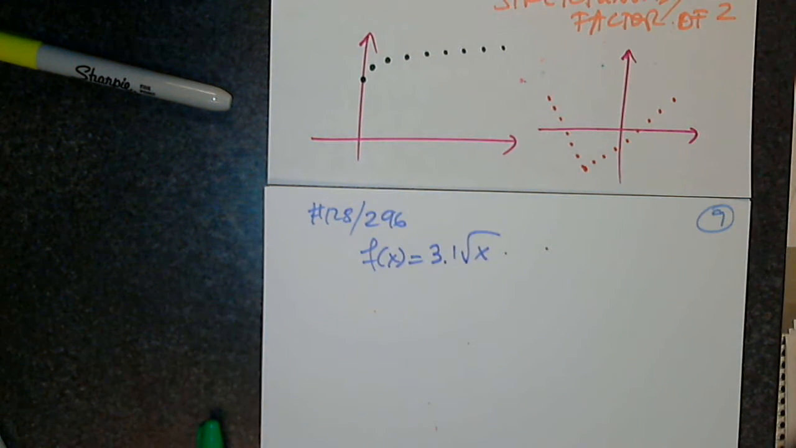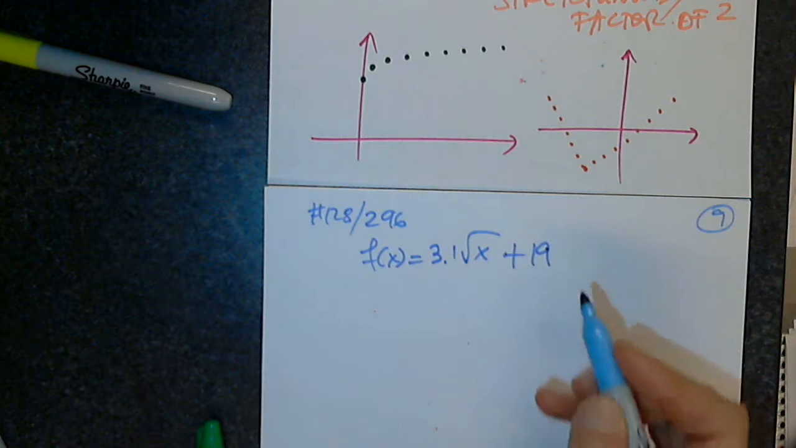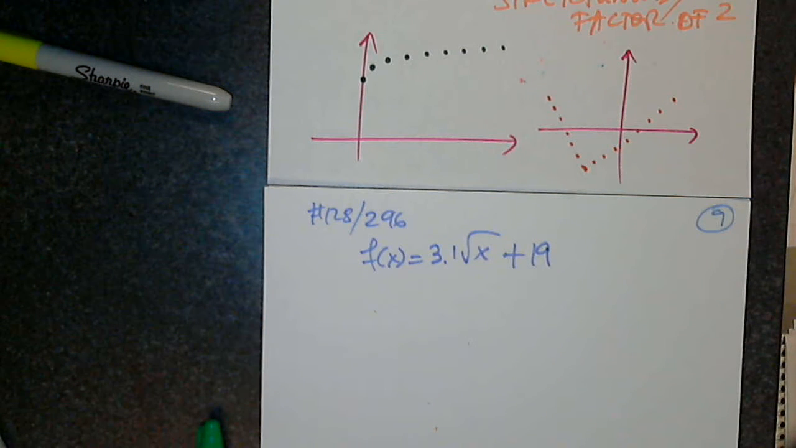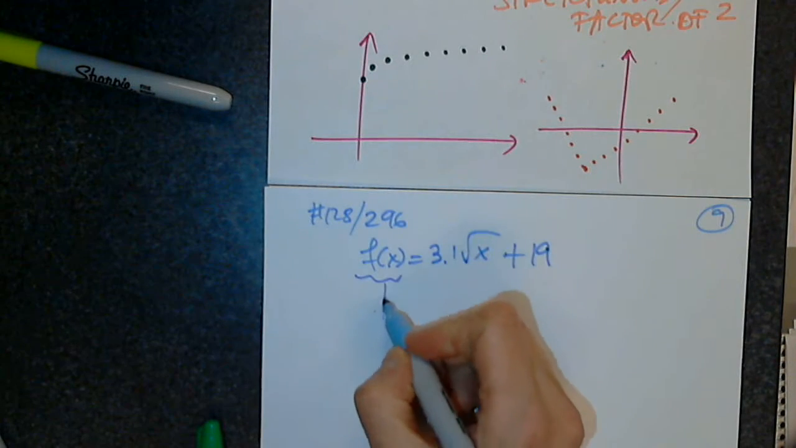Okay, so now I'm hoping you're fine and happy. The function f of x equals 3.1 times the square root of x plus 19 models the median height f of x in inches. So this is, I'm taking notes as I read.